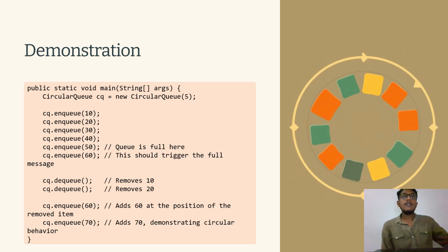In this main method, we add 10, 20, 30, 40 and 50 to the queue. So now the queue is full. Because of that, we can't add 60. So we then remove 10 and 20 and add 60 and 70 to the queue.